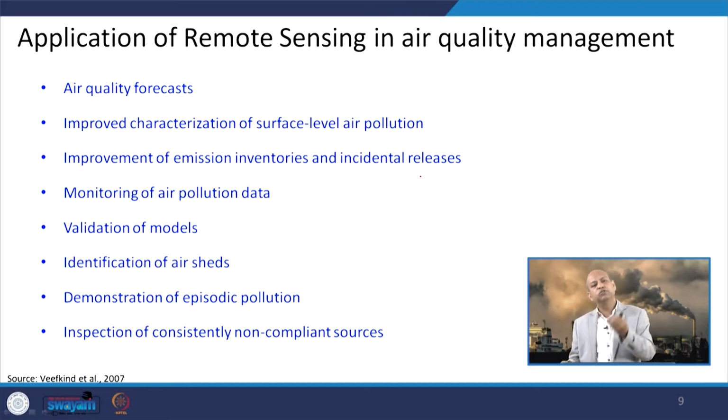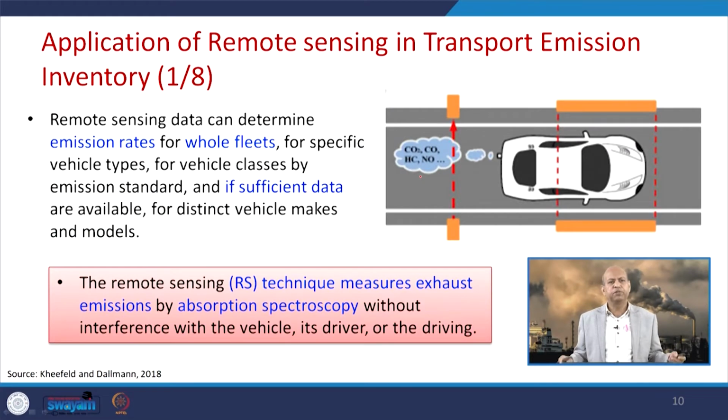The validation we generally do from physical monitoring sites' data can also be supported by this. Then there is identification of airsheds, like this airshed is more polluted, this is less, or a particular pollutant is present in a particular airshed. It can also help in demonstration of episodic pollution, which happens once in a while, not always. Then it allows inspection of consistently non-compliant sources with these kinds of data. So there are multiple applications.